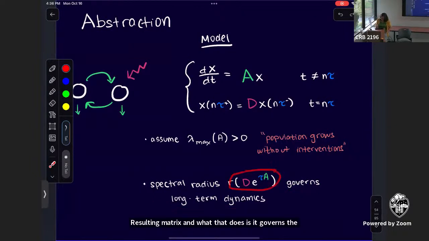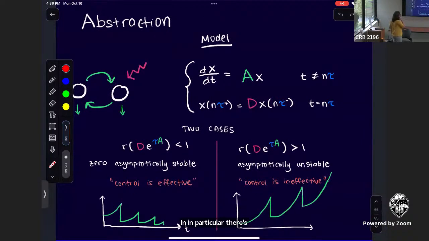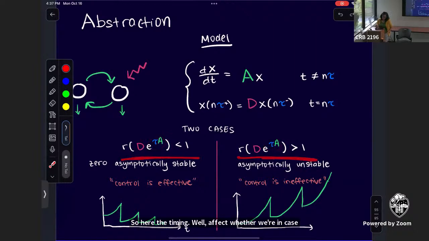Okay. And so we really want to understand the behavior of this as a function of tau to understand how often we should treat, because that's what's telling us about the long-term dynamics. In particular, there's two different cases. So if that mathematical quantity is less than 1, then 0 is stable. So it's driving that population to 0 or elimination. But if that quantity is greater than 1, then this control is ineffective, 0 is unstable, and the population is going to continue to grow despite any kind of control that we're doing that reduces the population. So here, the timing will affect whether we're in case 1 or case 2.